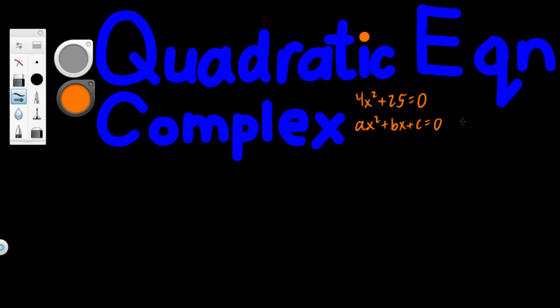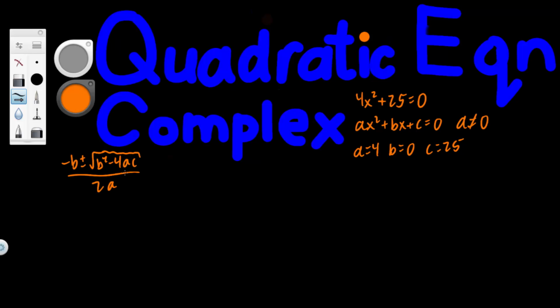And for a quadratic equation, as long as a is not equal to 0, everything's good. So in this case, we have a equals 4, b is 0 because there's no bx term in here, and c is 25. Time to take a look at the quadratic equation, and that is negative b plus or minus the square root of b squared minus 4ac, and this is divided by 2a.